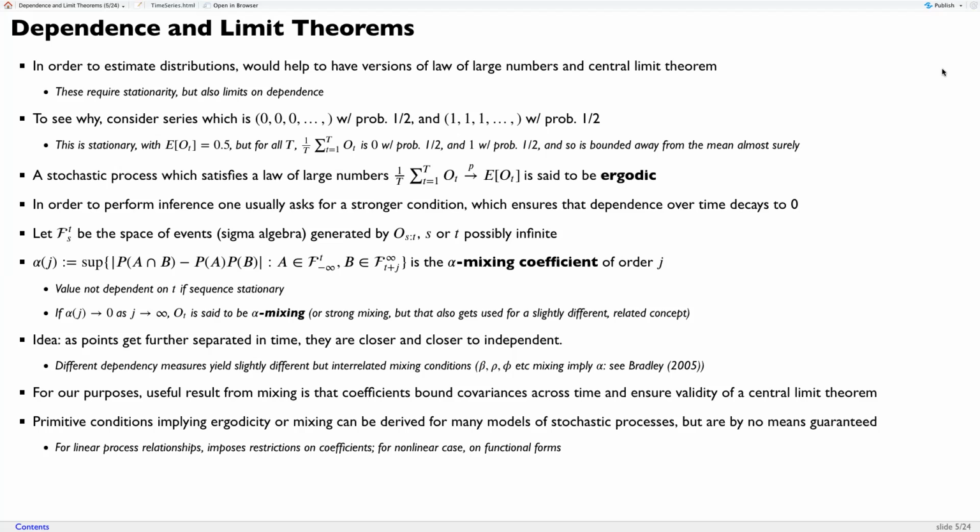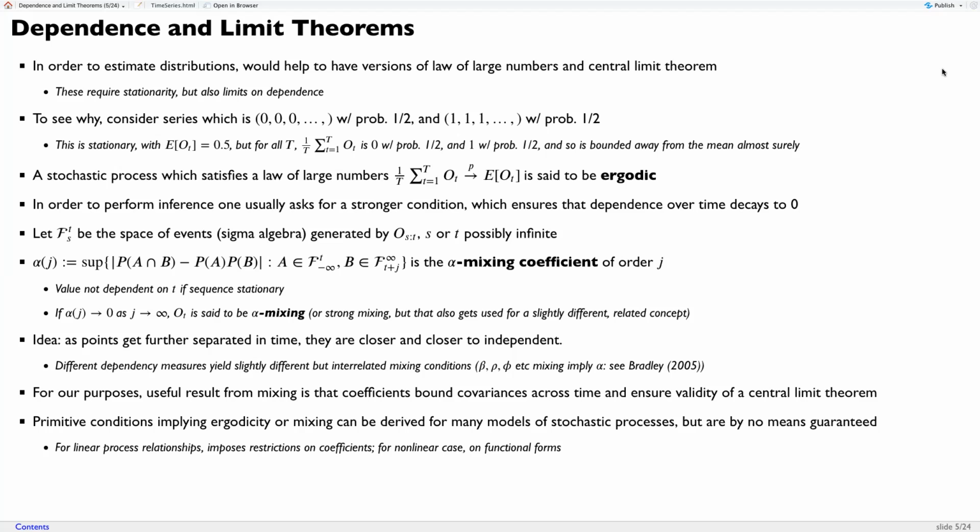But that's not enough. So to see why that's not enough, consider a stochastic process which can take on two possible sequences of values, either 0, 0, 0 indefinitely for all time, and it takes on this set of values with probability 1/2, or 1, 1, 1 indefinitely for all time, taking on that set of values with probability 1/2. This is stationary according to the definition that we described before. The expectation of any observation is 0.5. That's time invariant. If we take the sample average, with probability 1, it will be bounded away from 0.5. It will either be 0 or it will be 1.